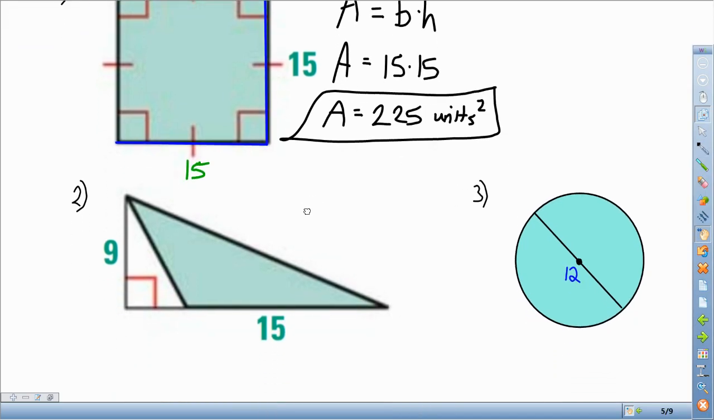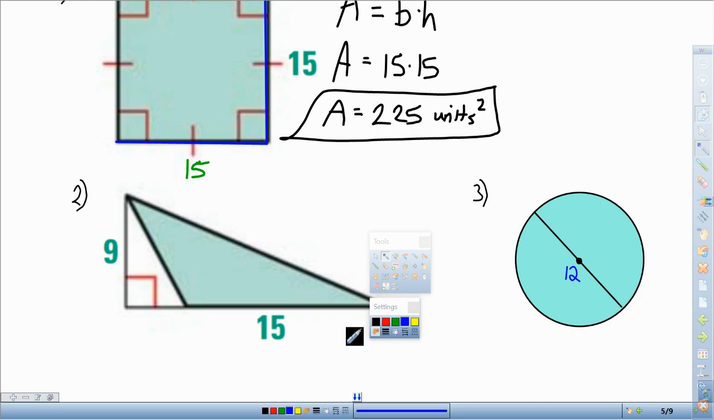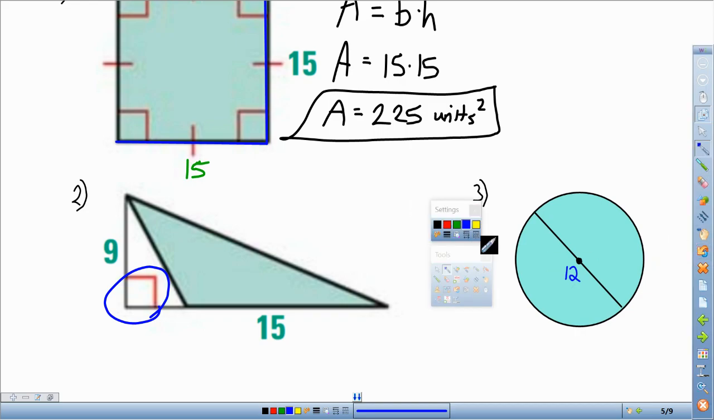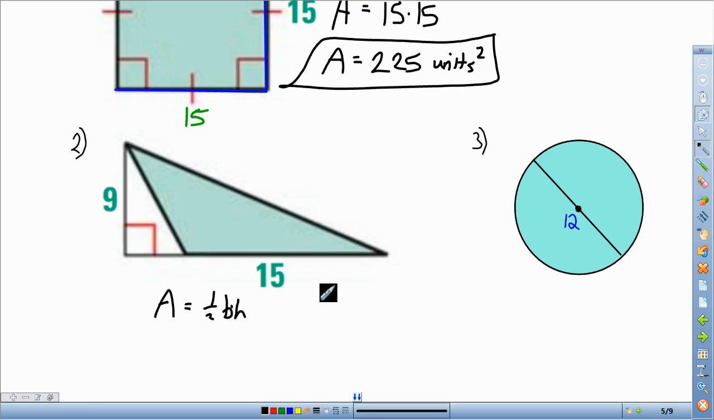Moving down here, it looks like we have a triangle, and you can see what's happening here is they're showing us the height outside the triangle, which is no big deal. We can still see two segments at a 90-degree angle. Let's recall the formula for the area of a triangle. Area is 1/2 base times height. So let's plug it in.